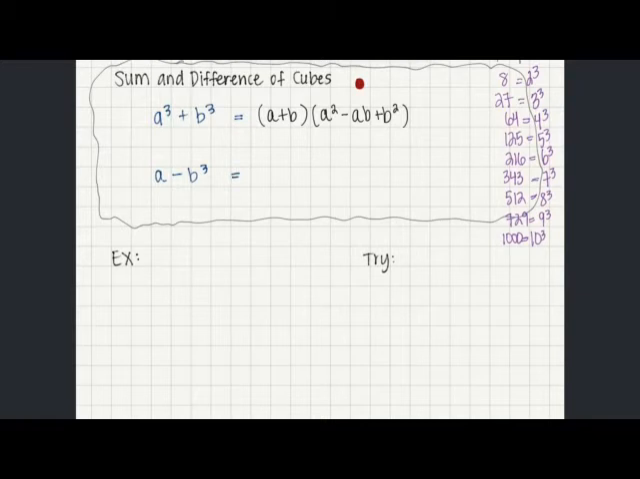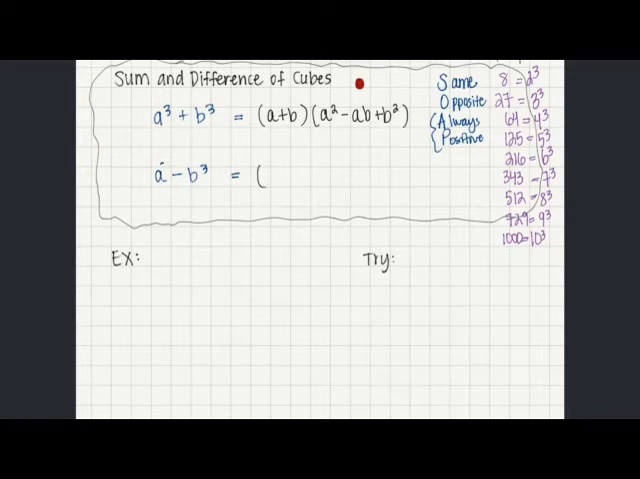And then we determine the signs with SOAP. So the first sign is the same sign. The second sign is the opposite of that sign. So the first sign is positive, the second one's going to be the opposite. And then the last is always positive. Always positive. And that's true on our difference of cubes.